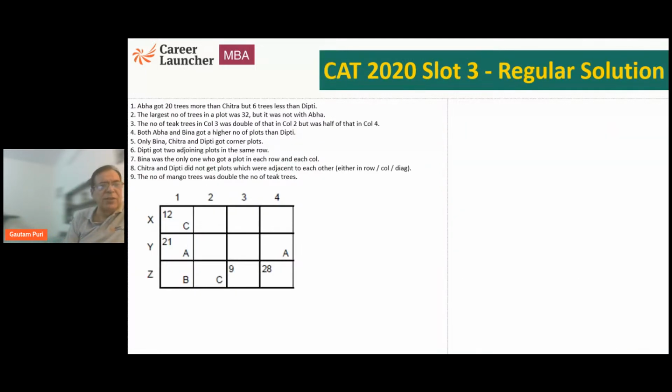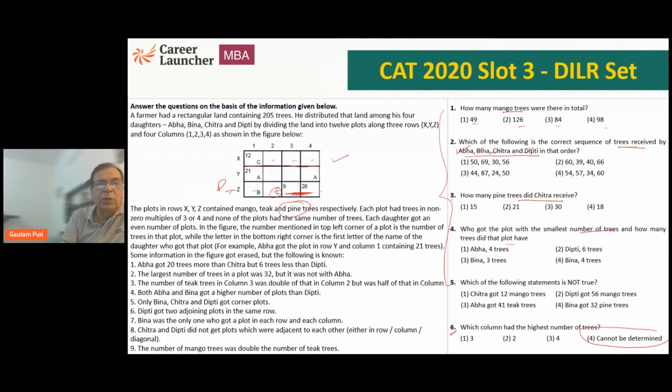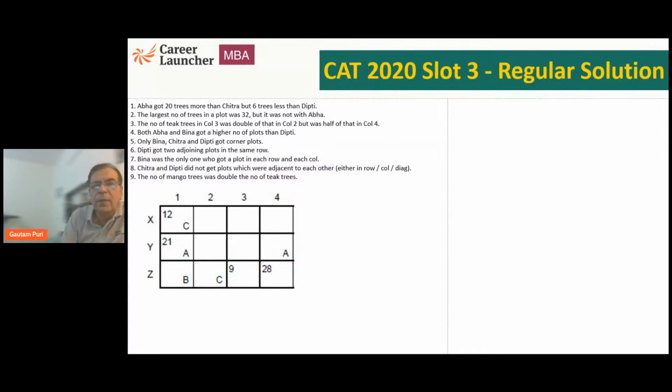Let us first look at the conventional or regular approach of solving the question. Let me jot down the data which is important from here. Was it a total of 205 trees? So I'll write down: 205 trees, for 12 plots. X is only mango. Let me write it: X contains only mangoes. Y is teak. And Z is pine. This is what it says.